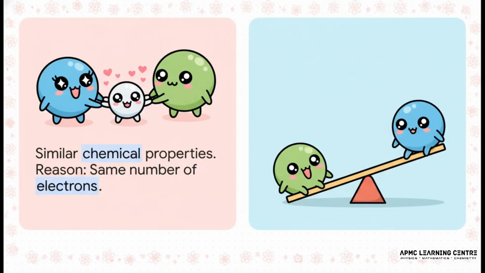And this slide right here, this is your ultimate takeaway. This is what you need to know. Because they have the same number of electrons, isotopes have basically identical chemical properties. They'll form the same bonds and react in the same ways. But because they have a different number of neutrons, their mass is different. And that means their physical properties, stuff like their density or boiling point, can be slightly different.